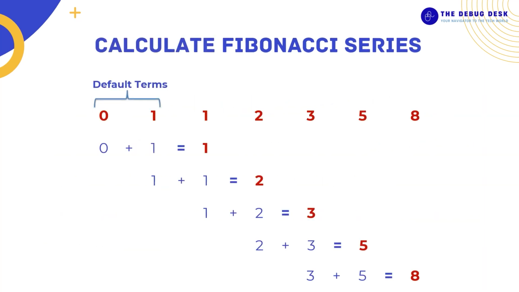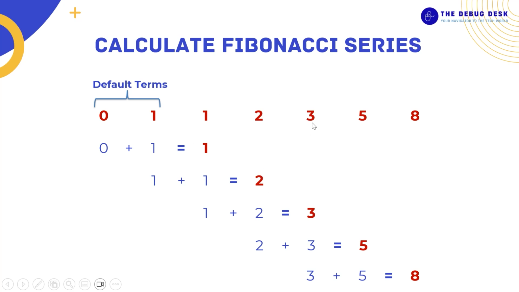How can we calculate this series? So the 0 and 1 are the default terms. We will calculate the next term of the series by summation of 0 and 1. So that way we get 1, the third term. For the fourth term, 2, we again calculate the sum of the previous two terms, that is 1 and 1, and here we get the next term 2.